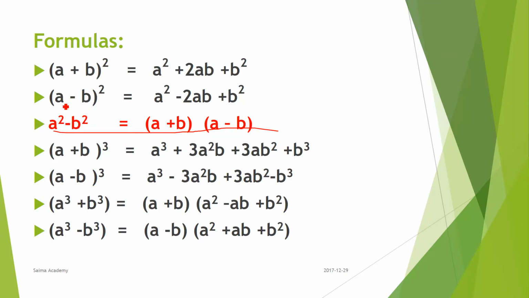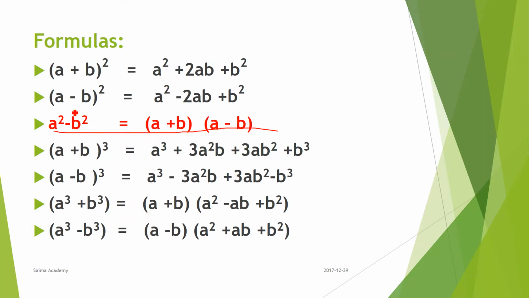So the second was a minus b whole square. So this is not the whole square. This is the square of a and square of b. There is a difference between a minus b whole square and a square minus b square. A minus b whole square equal to a square minus 2ab plus b square, while a square minus b square equal to a plus b multiplied by a minus b.